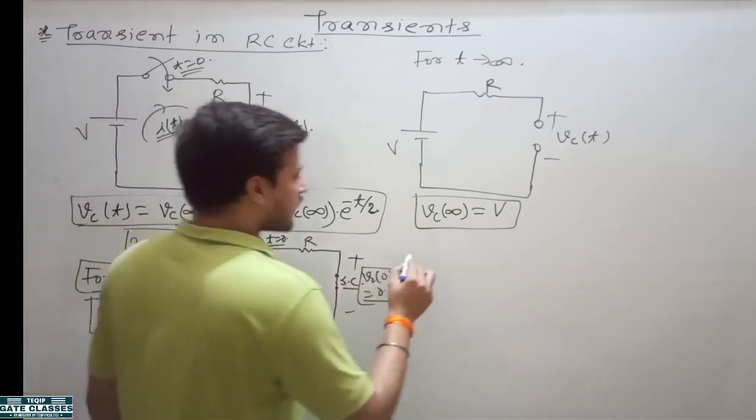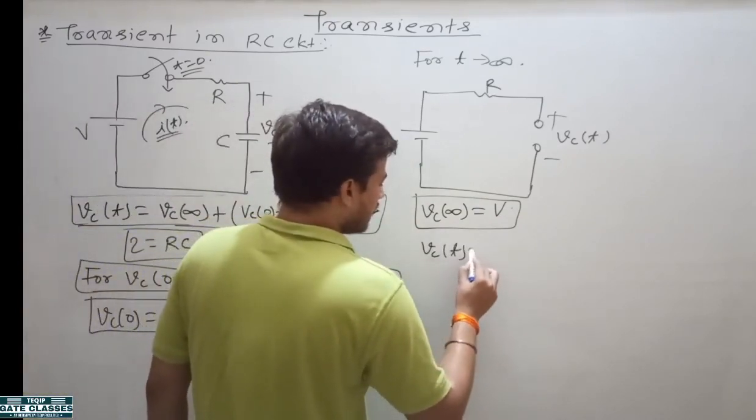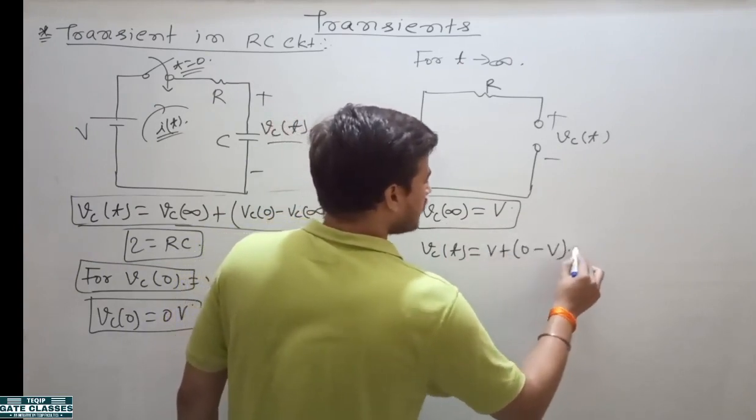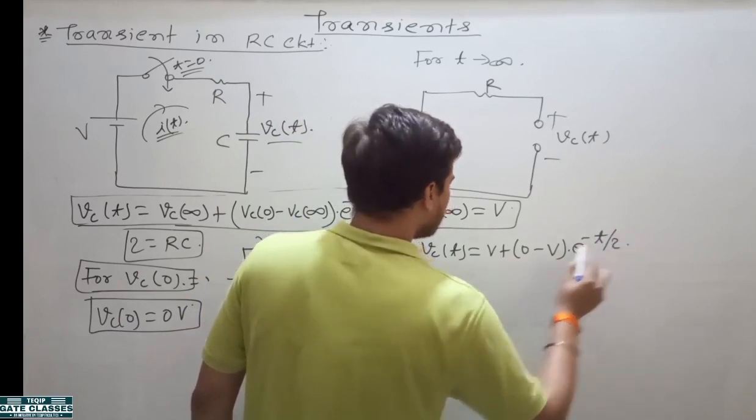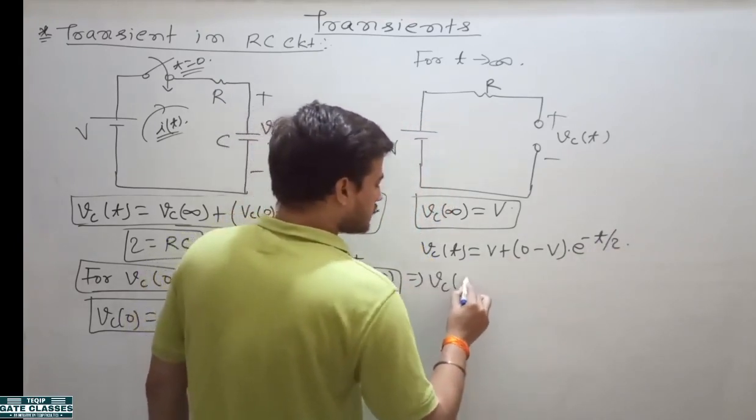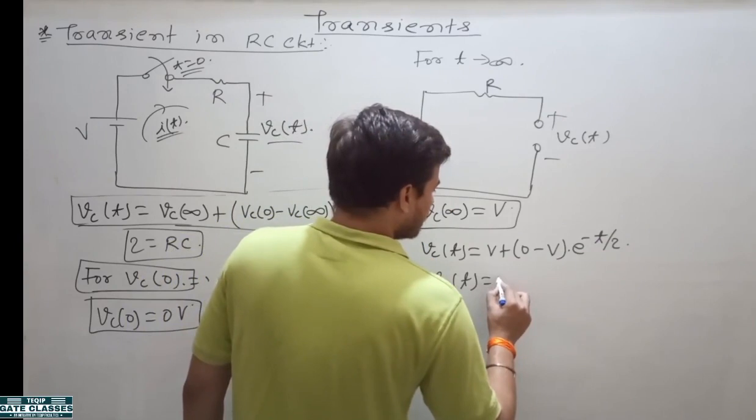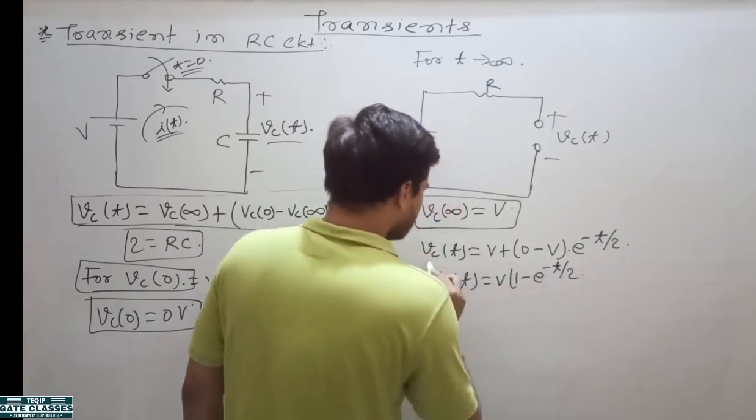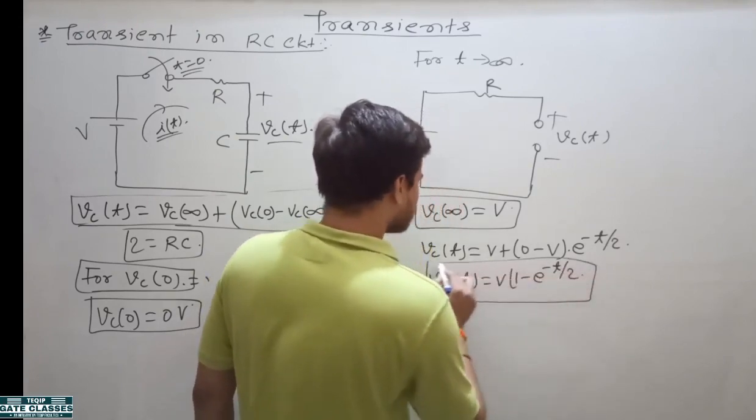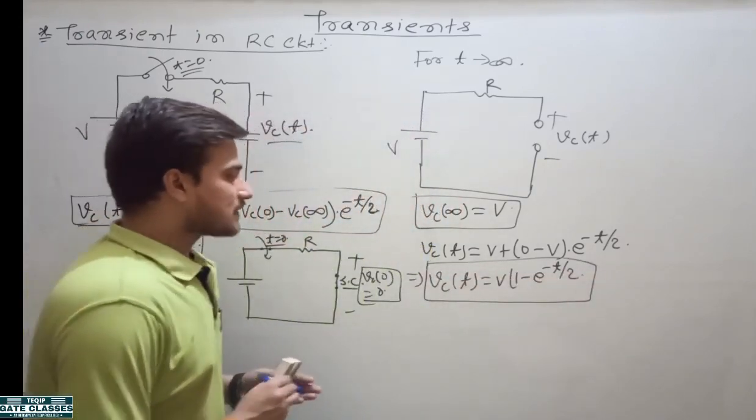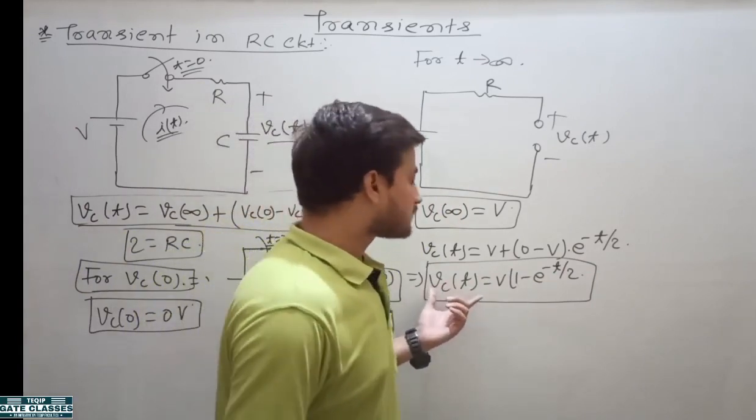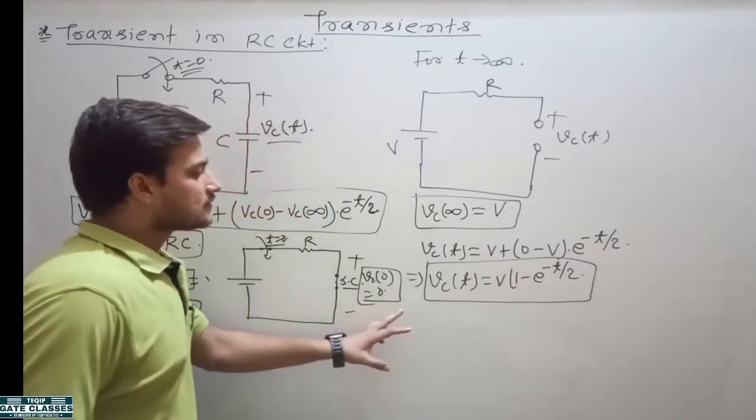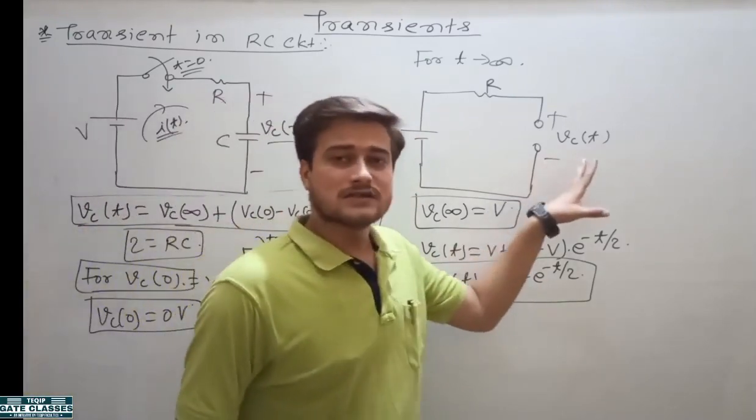So next let us write the expression for VCT. It will be equal to VC infinity, that means V, plus V0 minus V infinity into e to the power minus t by tau. From here VCT is equal to V into 1 minus e to the power minus t by tau. So this is the expression for voltage across capacitor. In the previous lecture you saw the same expression for current through RL circuit.